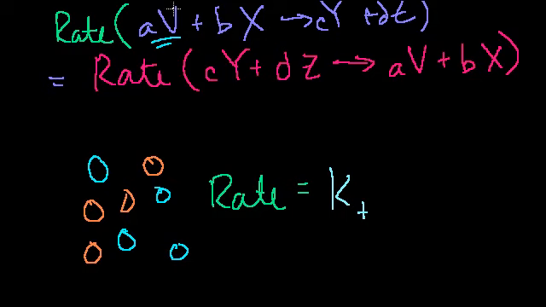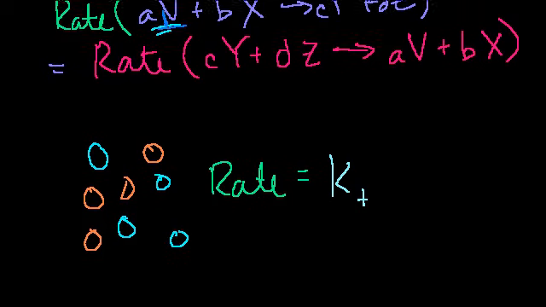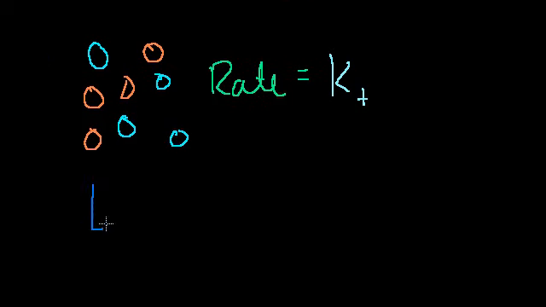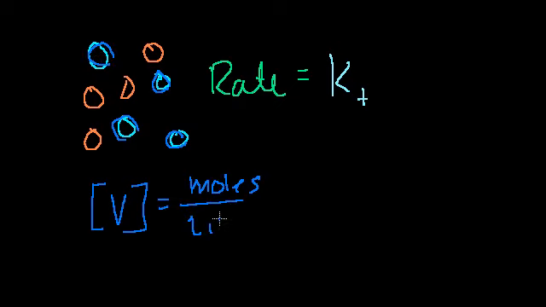We have to have A molecules of V there and B molecules of X. So what's the probability of having A molecules of X, or what's a rough approximation of the probability? Well, the concentration, right? Let's think about this a second. When we write the concentration of the molecule V, which I think was the blue one right here, what is that given in? That is given in moles per liter.